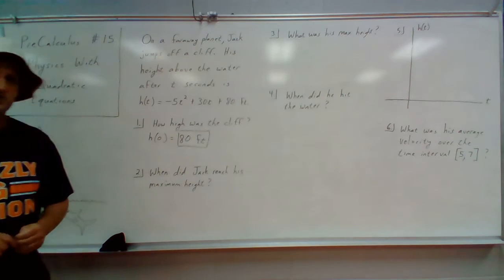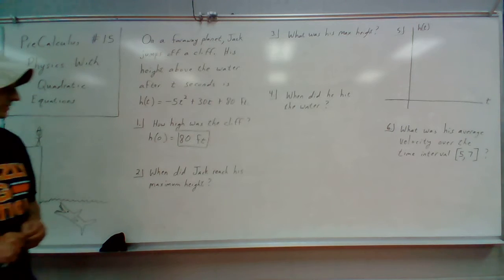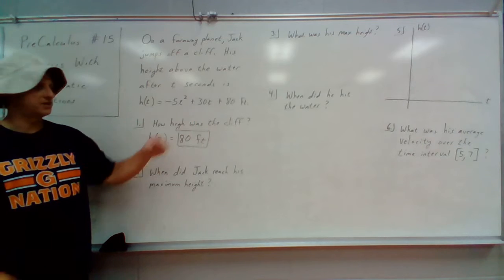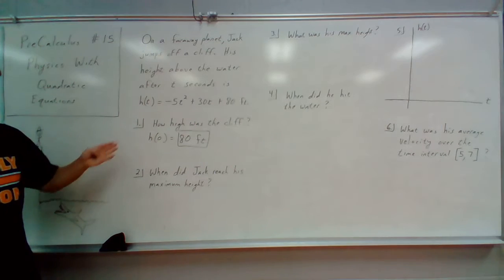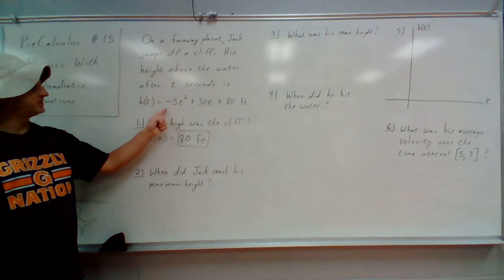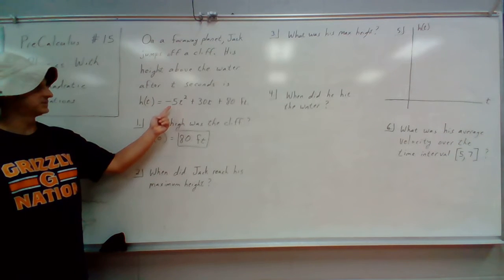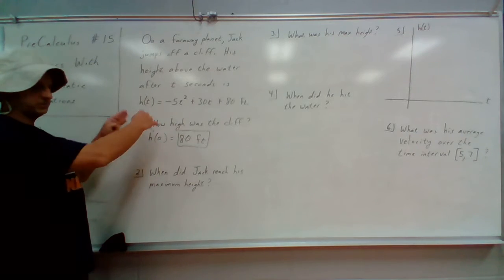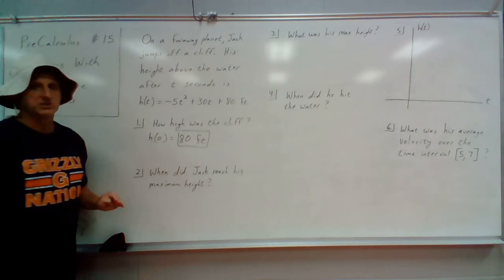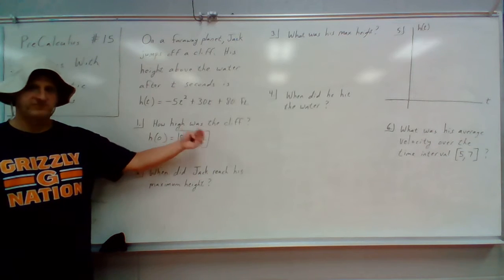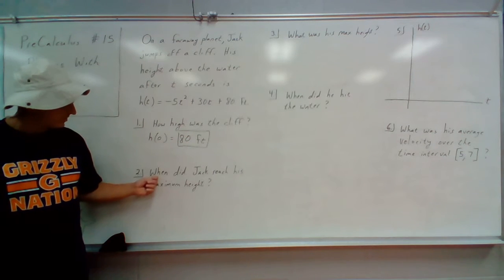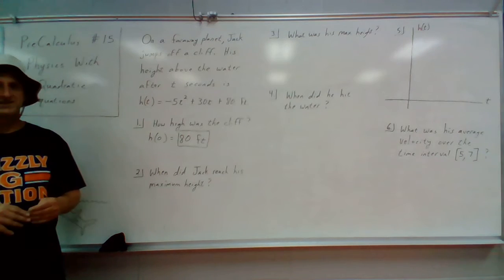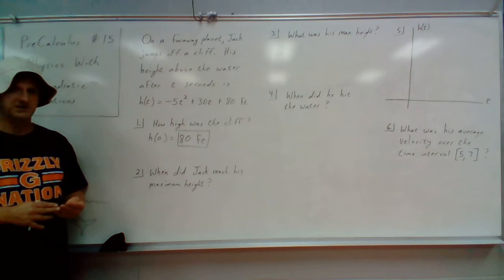When did Jack reach his maximum height? Okay, so what shape does this graph make? Well, this is a quadratic equation, so it's going to make a parabola. How does it open? Well, the leading coefficient, the a, is negative, so it opens down. So we have a parabola that opens downward, like this. So his maximum height will occur at the vertex of that parabola. We want to know when he reached his maximum height, so we're wanting the t value of the vertex.